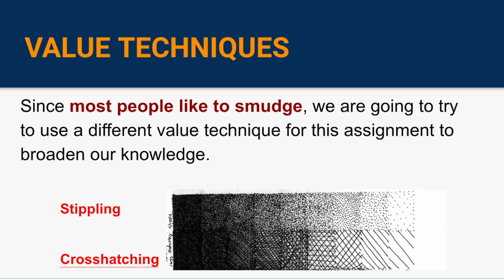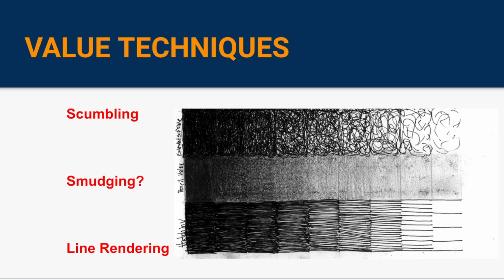As we move on, those different value techniques are things like stippling. Remember, stippling is using dots to create value. Stippling is also called pointillism. Cross-hatching is using lines that cross to create value. Scumbling is using scribbling lines or the side of the utensil to create value. Smudging is when you actually rub with your finger to create value. And line rendering is using parallel lines to create value.